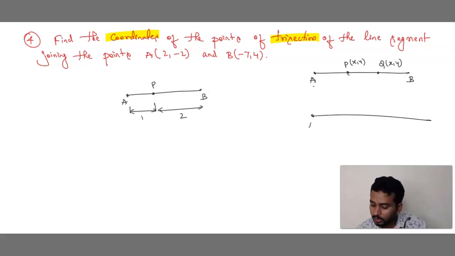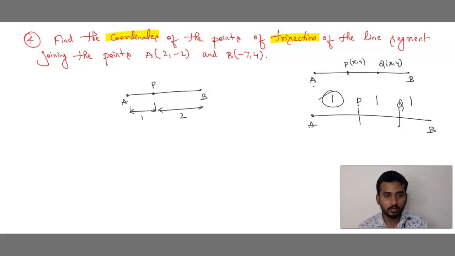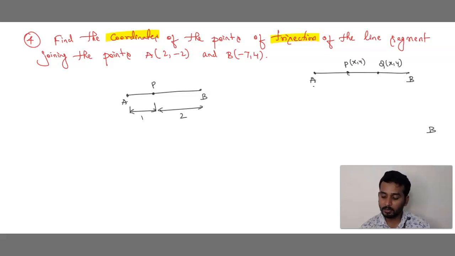See, A to P is 1 part, P to Q is 1 part. This is 1, this is 1, this is 1. Got it? So this is P and this is Q. A to P, how many parts? 1 part. From P to B, how many parts? 1 plus 1, that is 2 parts. So P is dividing AB in what ratio? 1 is to 2. P is dividing AB in the ratio 1 is to 2.